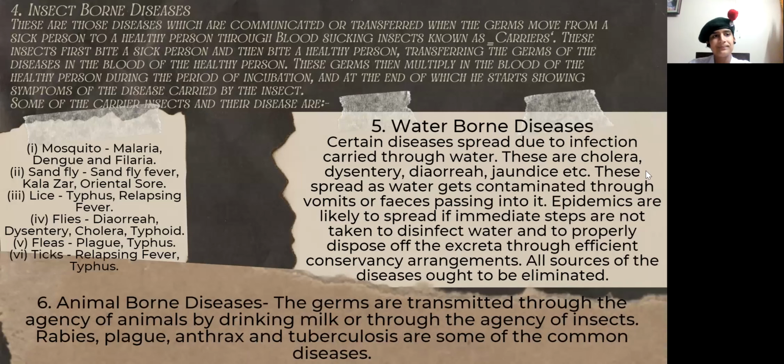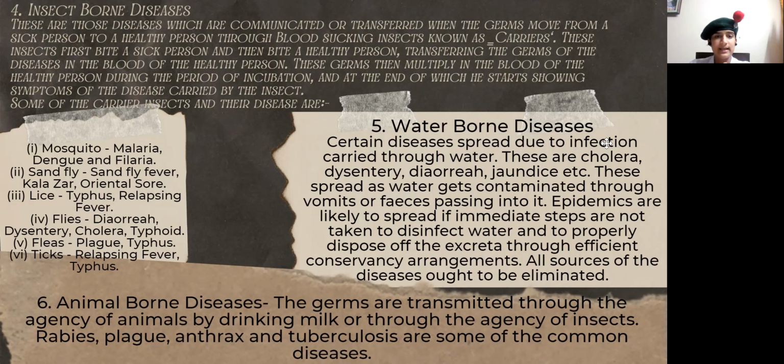Next, insect-borne diseases. These are those diseases which are communicated or transferred when the germs move from a sick person to a healthy person through blood-sucking insects known as carriers. These insects first bite a sick person and then bite a healthy person, transferring the germs of the diseases in the blood of the healthy person. These germs then multiply in the blood of the healthy person during the period of incubation, at the end of which he starts showing symptoms of the disease carried by the insect.